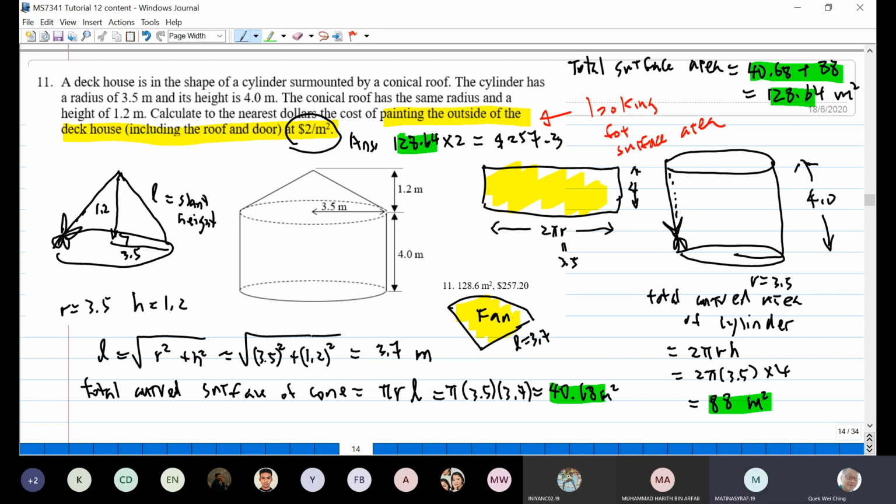Almost finished the last question already, you know. I'm going to finish this one. Okay, I don't know why this is here.